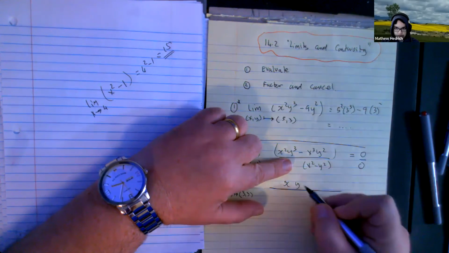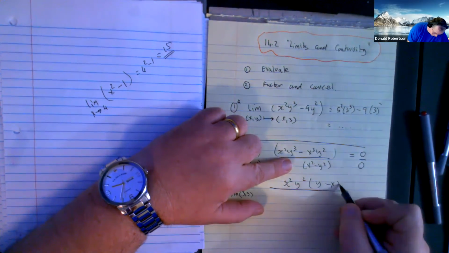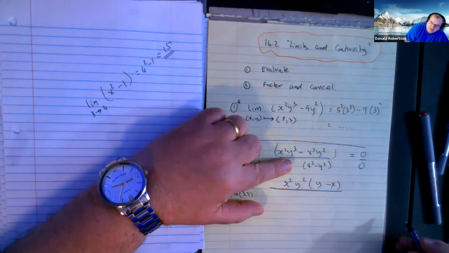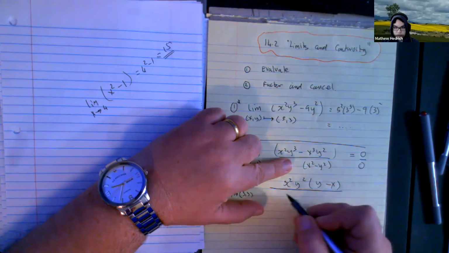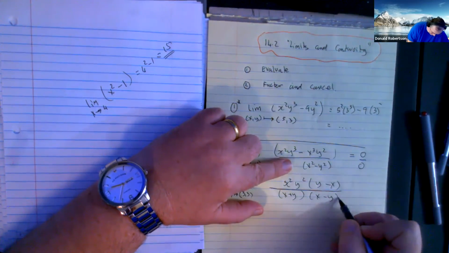x squared, y squared. Great. And if you do that, you're left with a y take away x. Great. Now, can you do anything about x squared minus y squared? Can you factor it? It's a difference of 2 squares. So how about an x plus y, x minus y?